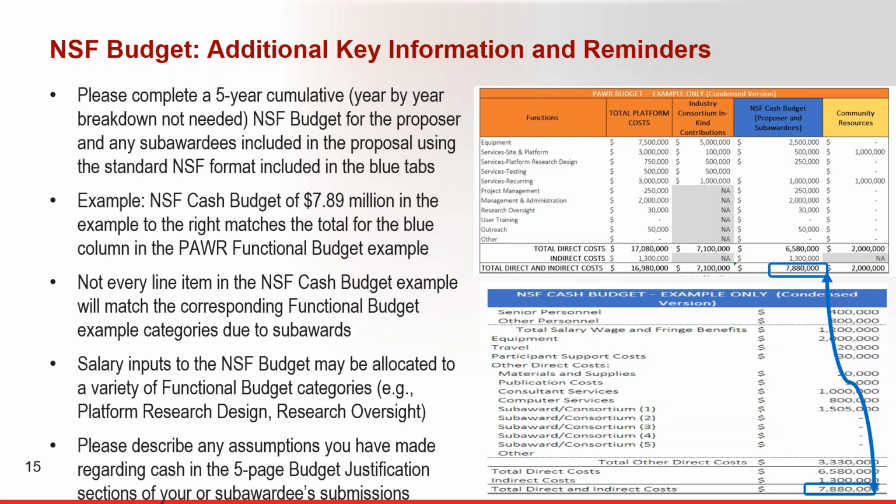For example, travel in the NSF cash budget may be used to fund both outreach or training in the functional budget. Or equipment in the NSF cash budget may be in the proposer's cash budget and in a subawardee cash budget, but it will be consolidated as equipment in the functional budget. Or you may either hire project management expertise, which should be reflected as salaries in the NSF cash budget, or procure a contractor, which would be reflected as consultant services in the NSF cash budget. In either case, the project management costs will be reflected as a single line item in the functional budget.